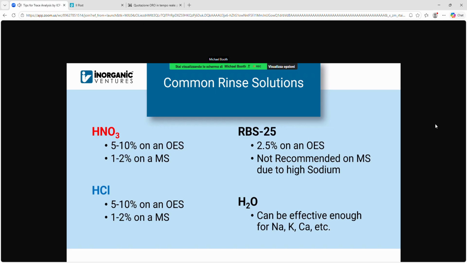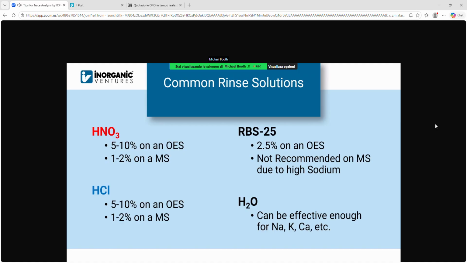And again, it does a really good job of kind of refurbishing the system for your next batch or your next set of samples. And again, after that, we always rinse out with water since it has high concentrations of sodium. We run water after we run RBS 25. It helps rinse that sodium out of the system.